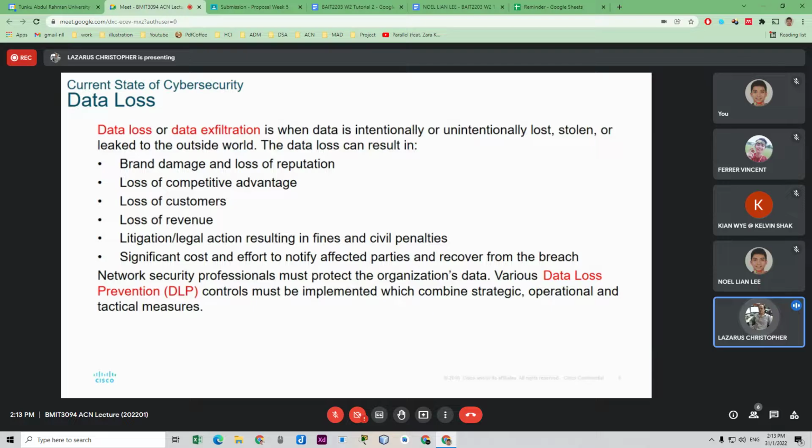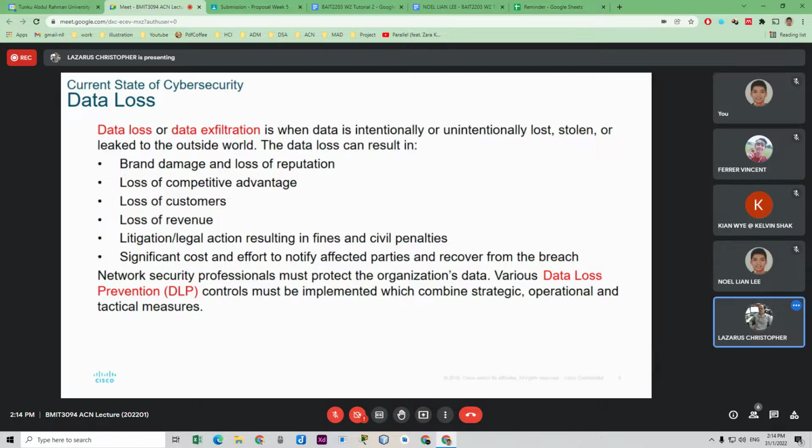Exfiltration means data is lost to someone else, leaked to the outside world. I think this is obvious. Can we just list it out? If you suffer data loss as an organization, your brand can be damaged. Say you know that a bank has been consistently hacked and cannot protect its data. Are you still confident to store your money inside the bank?